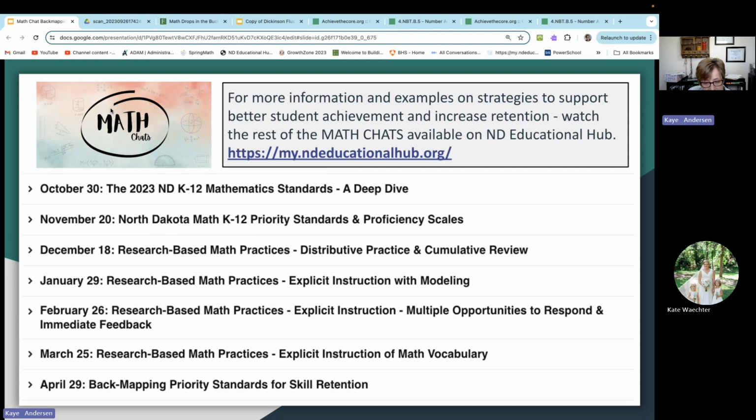Some of the math talks that we have done prior to this will help you think about some of those things if you need more information. So you can go back. All of the skills that are listed on the screen now are math chats that we have held earlier this year and are available in digital form, as well as being able to print the handouts.